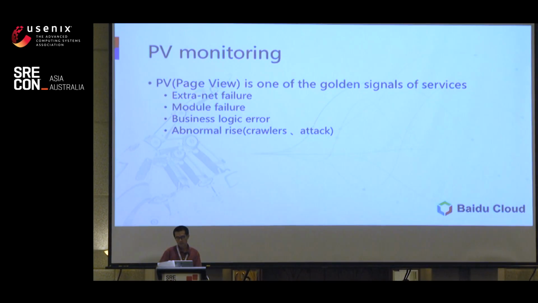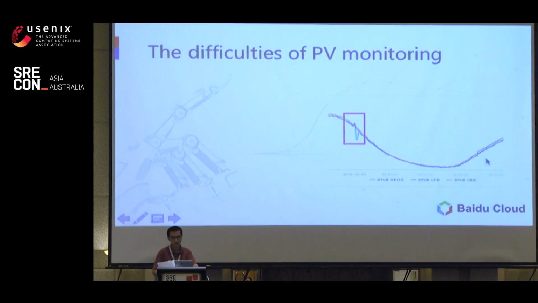A PV number increase may not be a good thing either, because it may be caused by crawlers or attacks. Reliability engineers need to know the anomalies of PV number as soon as possible in order to take actions to stop loss or prevent potential loss. Therefore, anomaly detection on PV number is very important to maintain high system availability. However, this is not a trivial task.